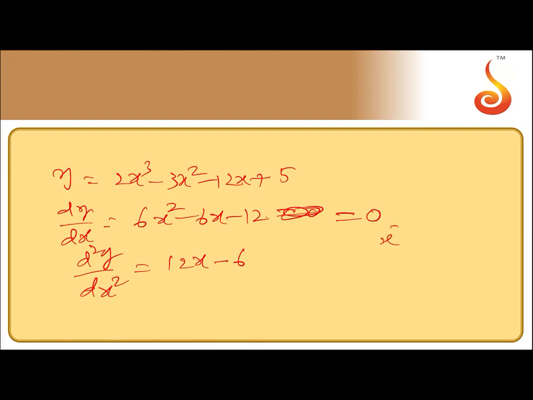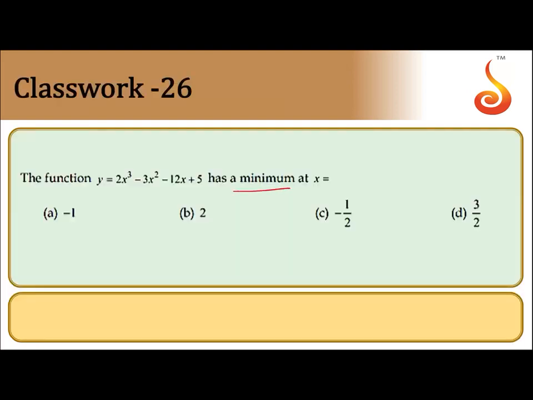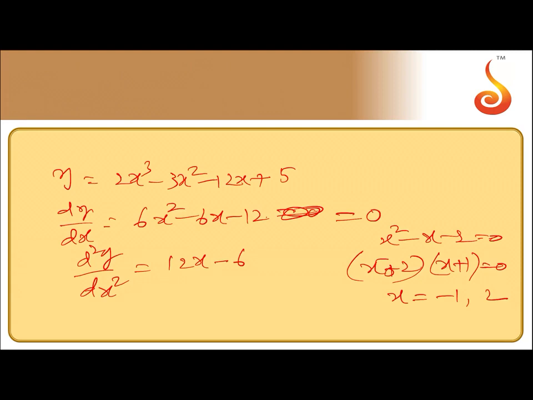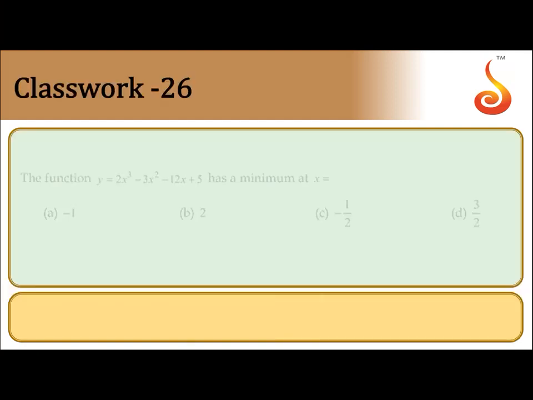dy by dx equal to 0 gives us x square minus x minus 2 equal to 0, so x minus 2 multiplied by x plus 1 is 0, and definitely x equals minus 1 or 2. We would like to calculate the minimum value. The function attains a minimum when the first derivative is 0 and the second derivative is positive. So only for x equals 2 is the second order derivative d square y by dx square positive, and therefore for this value it is a minimum. So the answer is x equals 2.